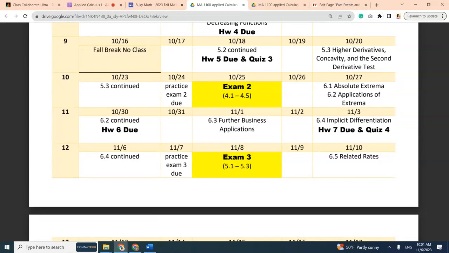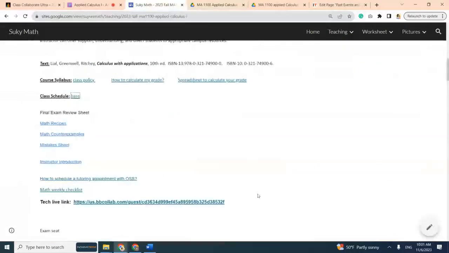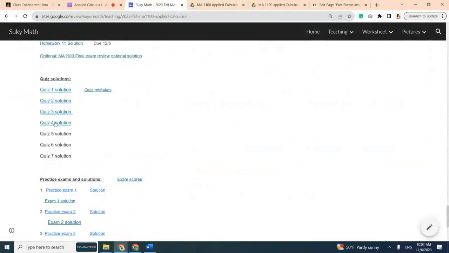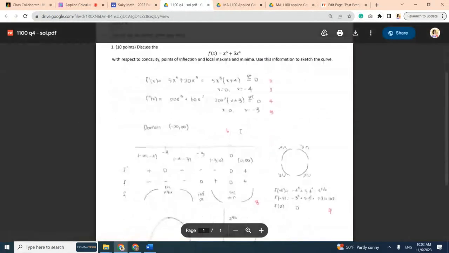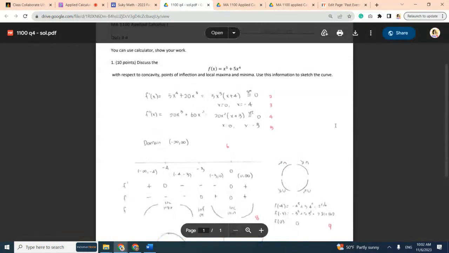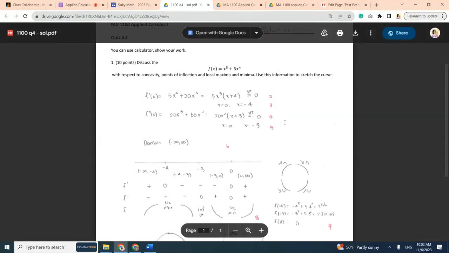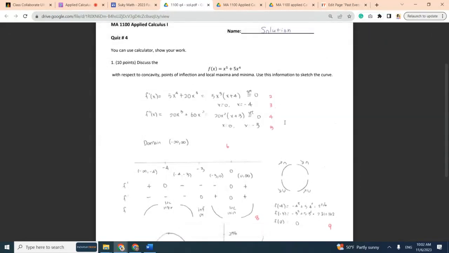Okay, so I have already graded your quiz. So let's take a look at the quiz. Okay, so quiz solution here. All right, so this is the quiz solution. You need to discuss the function with respect to concavity, points of inflection, and local maxima, minima, and use the information to sketch the curve.